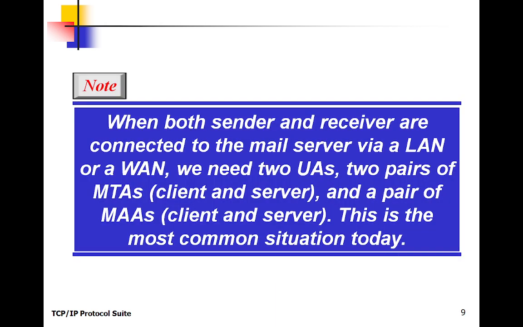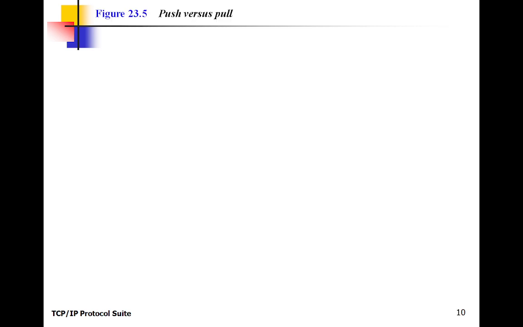So now you can understand that when both the sender and receiver are connected to the mail server via the LAN or WAN, we need two UAs and two pairs of MTA. In addition to that, we can have a MAA, that's the message access agent. Usually nowadays, most mail transfer processes are described with these three terms: UA, MTA, and MAA. Okay, so that's very important.